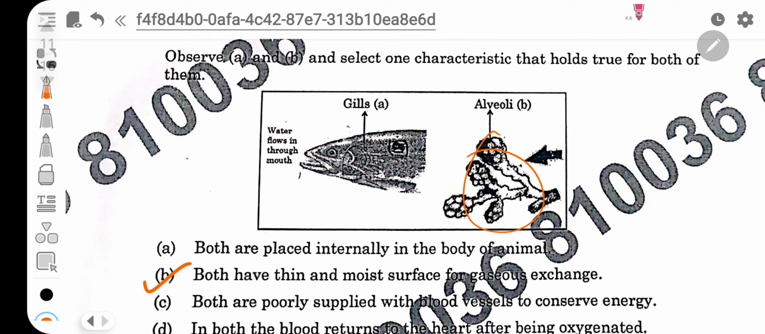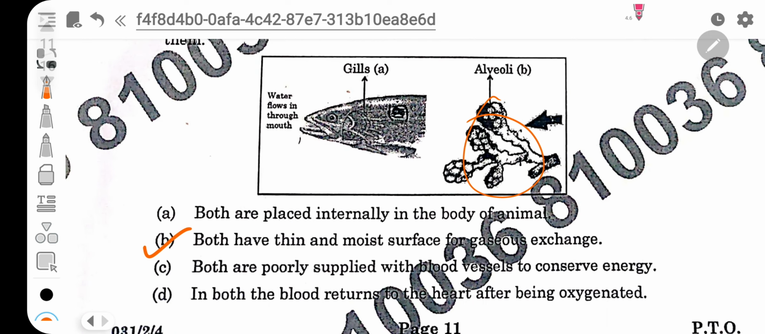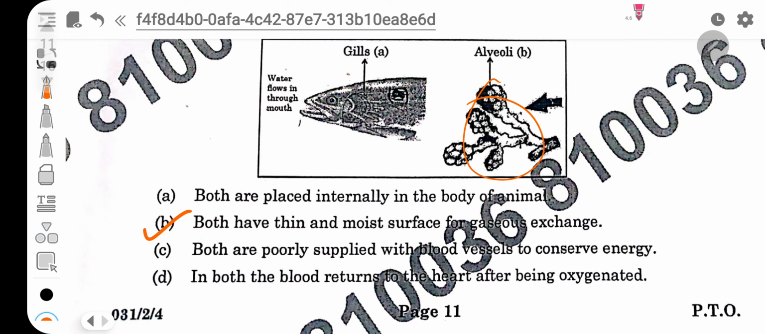Alveoli are internal in the human body, but the gills are outside, as you can see in the fish. So the answer will be: both have a thin and moist surface for gaseous exchange. To get more gas, the surface needs to be more permeable for getting more oxygen or CO2, so it should be thin and moist. So the answer is B.